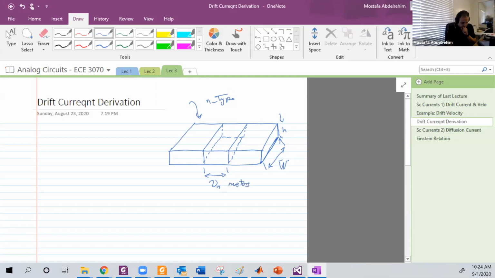Okay, good. If you have a distance equal to Vn, then you are sure that whatever travels from this point to this point will travel in 1 second. So if the electron was passing this point at time t, for example, then when we measure the time at this point, it will be t plus 1 second.